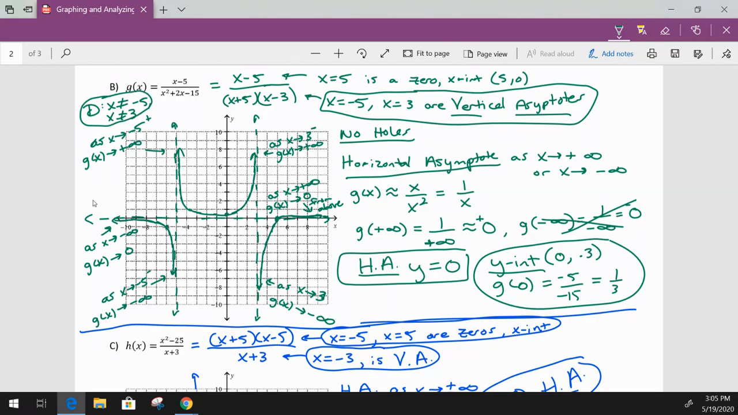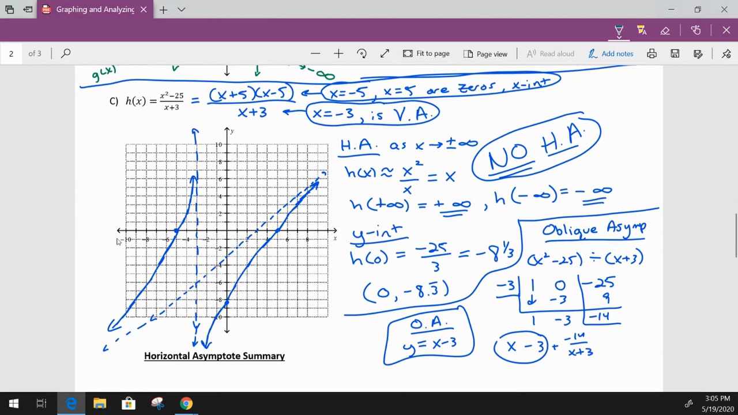Your range, since there is a horizontal asymptote, normally we would say your range would not be able to be equal to 0. However, we had an x-intercept at the point 5, 0. So this point does have a y-coordinate of 0, and the graph does go up forever and ever, down forever and ever. So your range is actually all real numbers. If you have a horizontal asymptote, usually your range is all real numbers except for the y value of that horizontal asymptote. But again, this one's kind of unique because it has an x-intercept that does have a y-coordinate of 0, so that does not apply here.